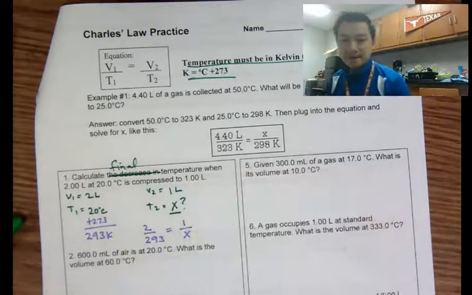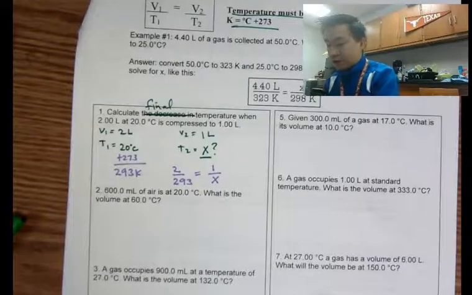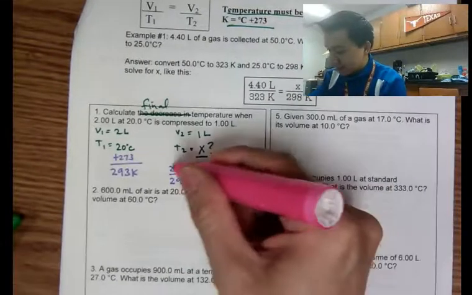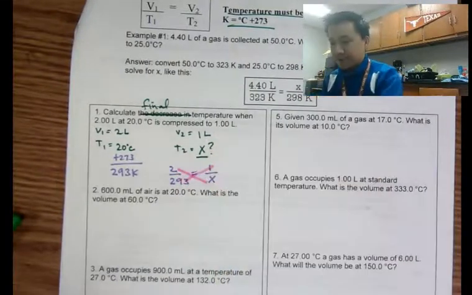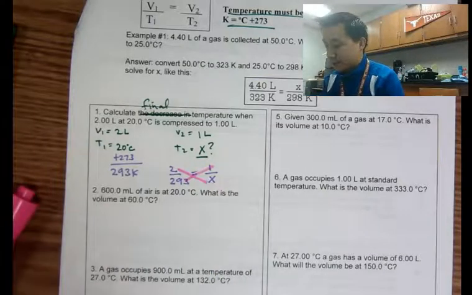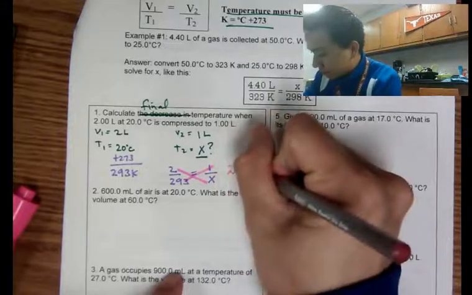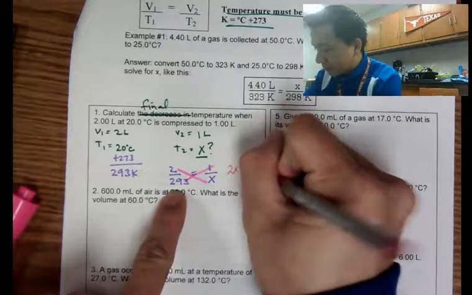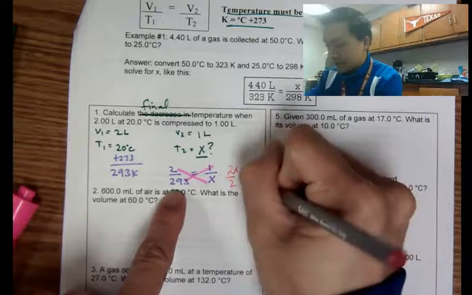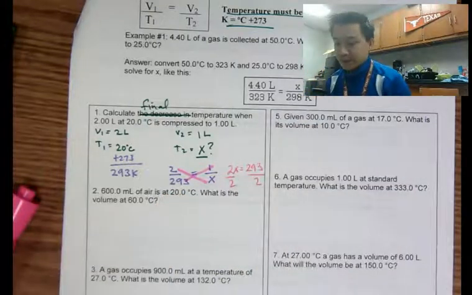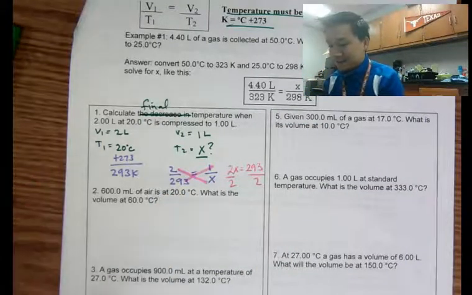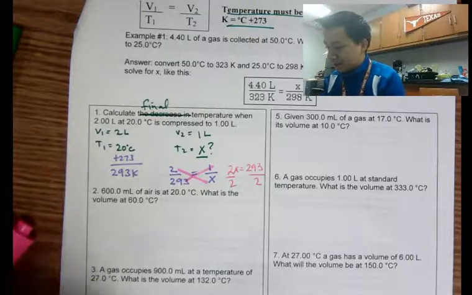Now we cross multiply: 2 times X equals 1 times 293. So we write that down. 2x equals 293 times 1, which is 293. Divide both sides by 2. Then when I do that, this here cancels out.